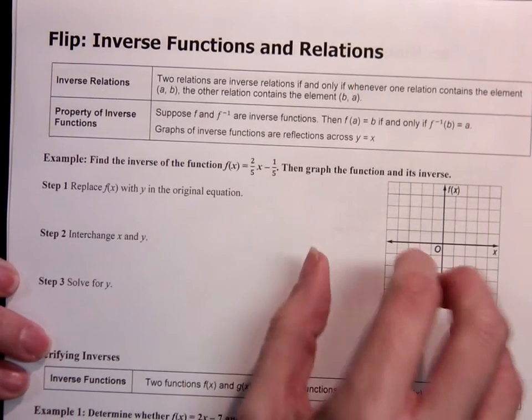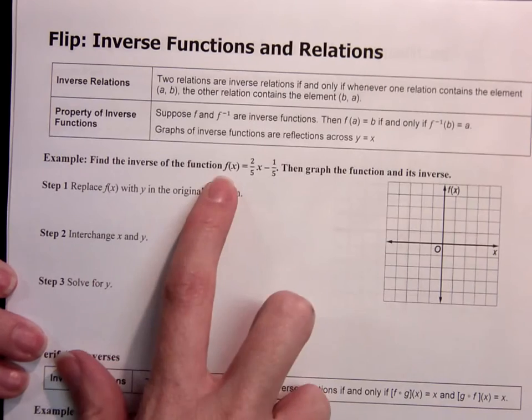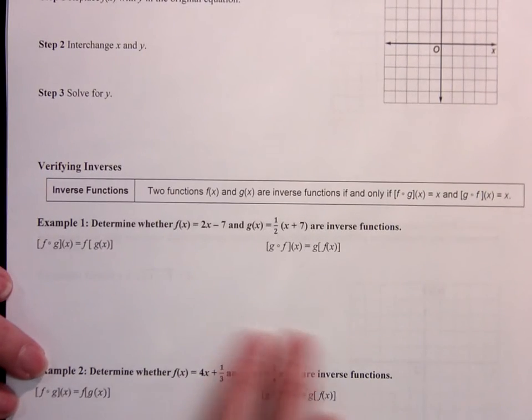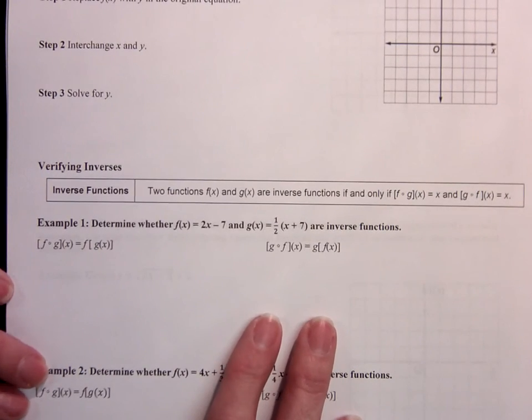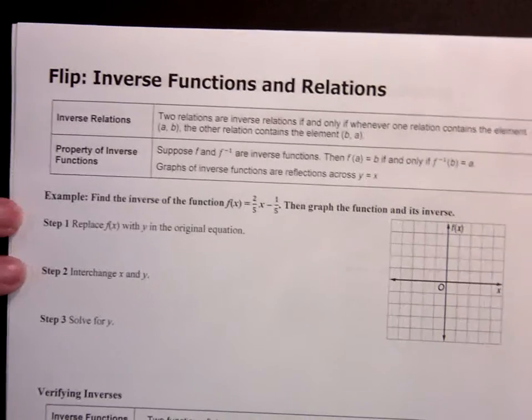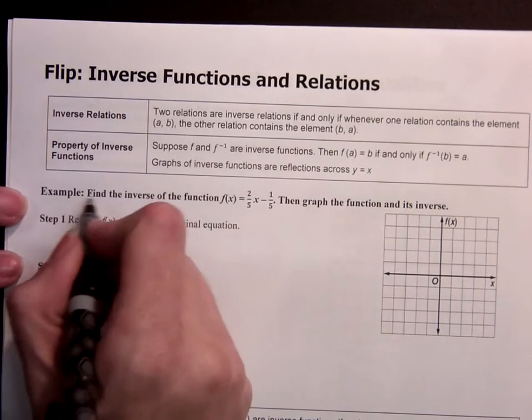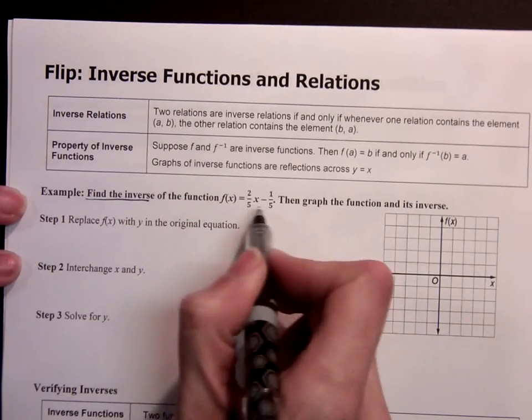So we're going to look at two things. One is how to generate the inverse algebraically, and then how to use compositions to figure out if two functions are in fact inverses of each other. Okay. So first things first, we're going to find the inverse of f of x.